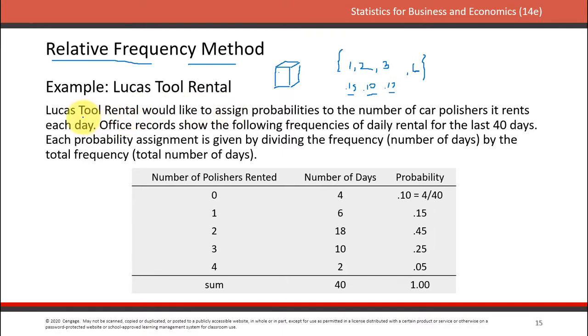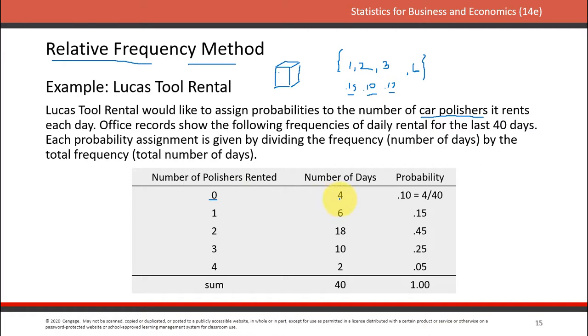So let's take a look at this example, Lucas Tool Rental. Lucas Tool Rental would like to assign probabilities to the number of car polishers rented. I guess they rent out these things that are used to polish cars each day. So the office records show the following frequencies of daily rentals for the last 40 days. Now let's look at this. So sometimes they didn't rent out any.